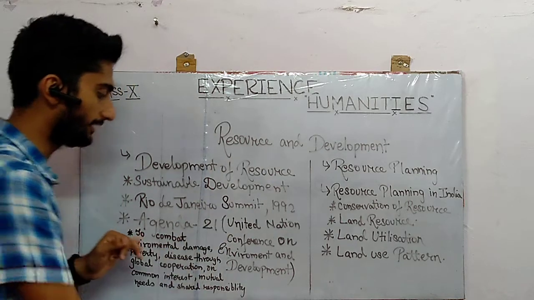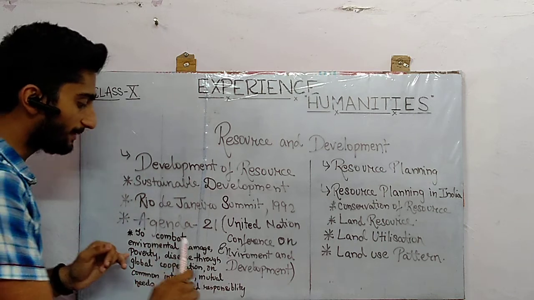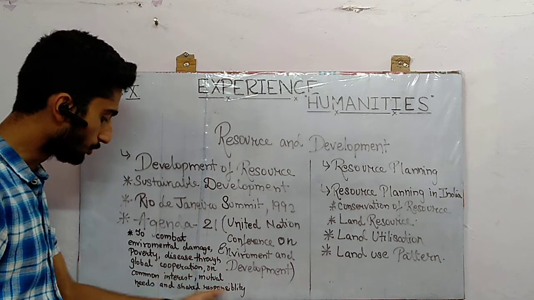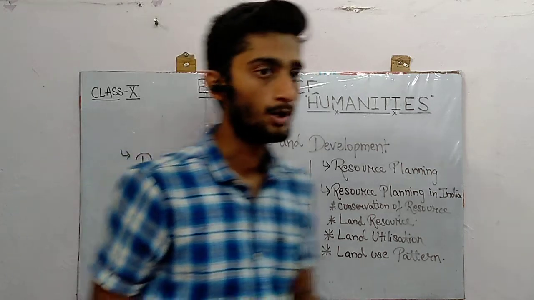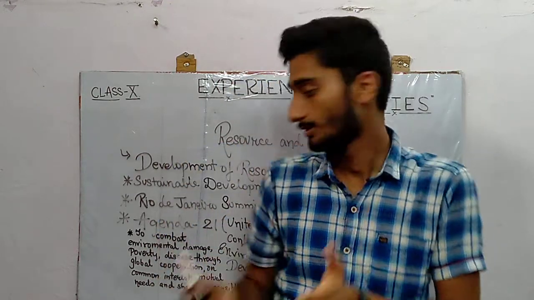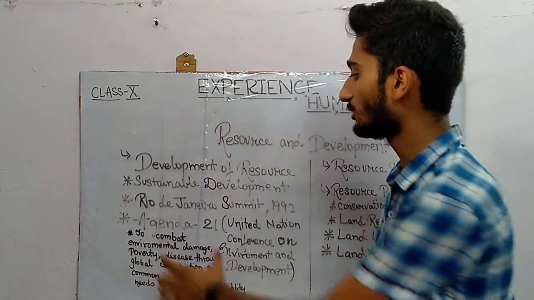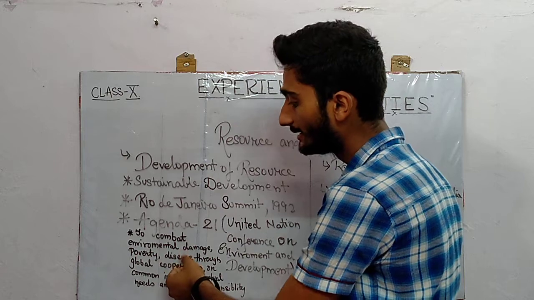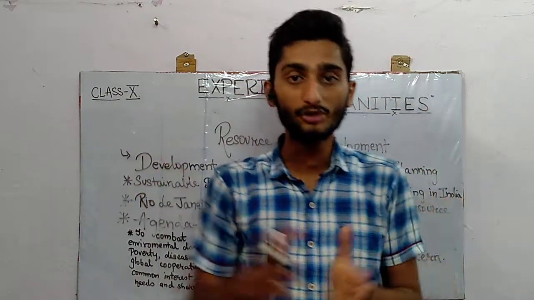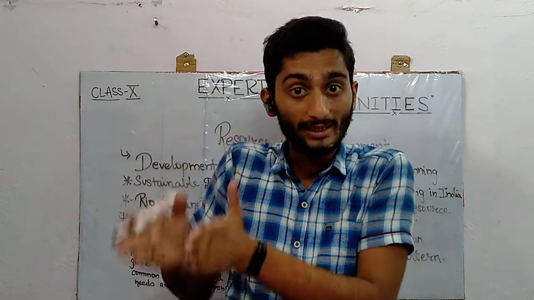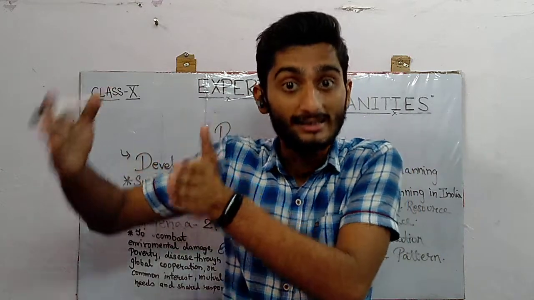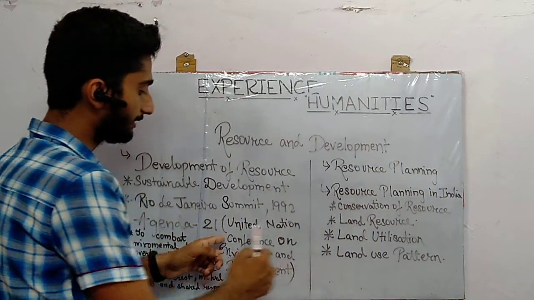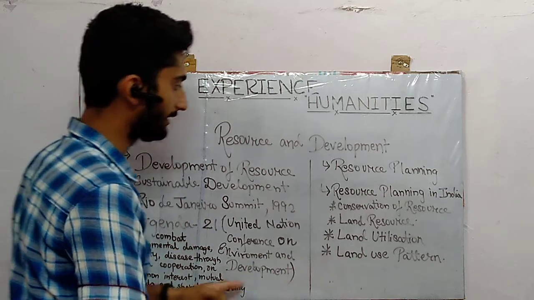Now, what is the Agenda 21? To combat environmental damage, poverty, disease through global cooperation on common interest, mutual needs and shared responsibility. Okay, इस तरीके से रिसोर्स को यूज करना का एजेंडा 21 में बताया गया. ओके, सो इन्वायरमेंटल डैमेज, पॉवर्टी, डिजीज को रोकने के लिए ग्लोबल एक कम्युनिटी बनाई जाए जो कम्युनिटी प्रोटेक्ट करेगी किसको? इन्वायरमेंटल डैमेज. ओके, सो दिस वाज द एजेंडा 21 taken under the United Nations Conference on Environment and Development.